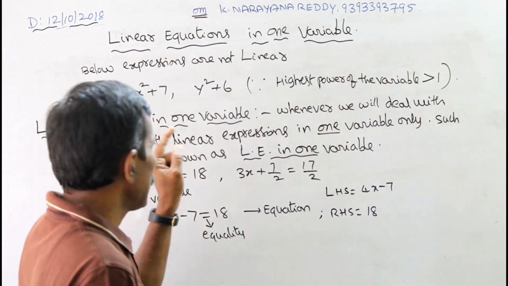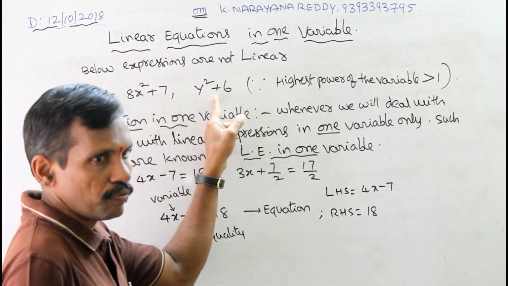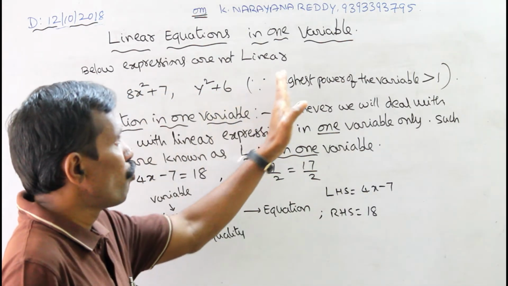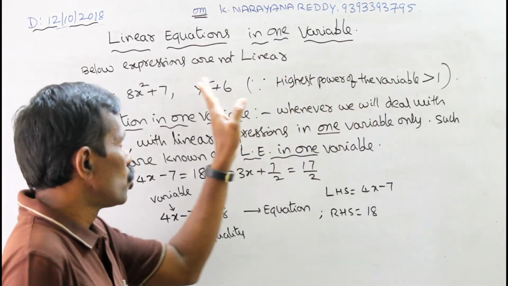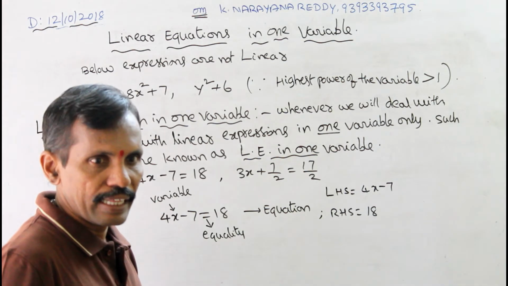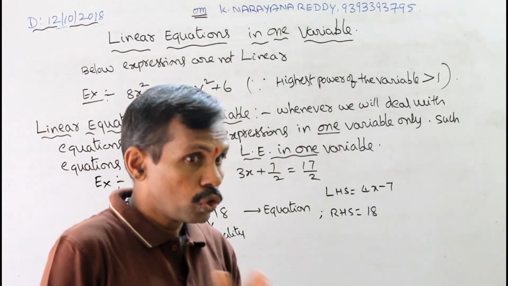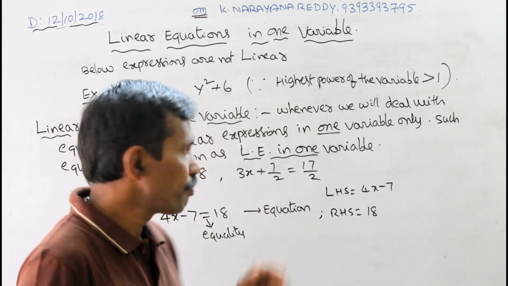Okay? That is linear. These two expressions are not linear. Why? Because the power of the variable is greater than 1. 2 is greater than 1. 3 is greater than 1. 4 is greater than 1. Those are not linear. Okay?